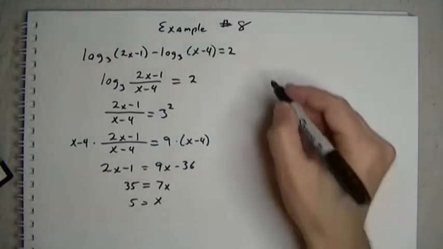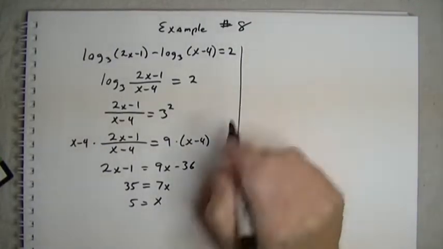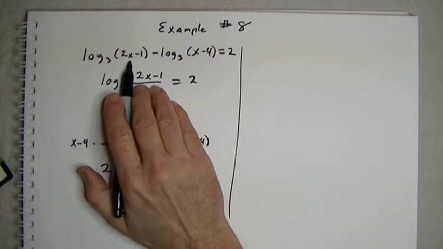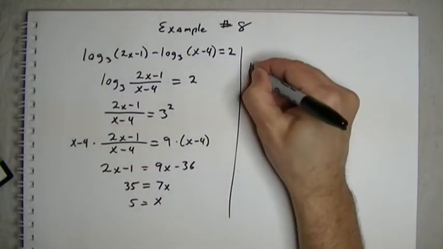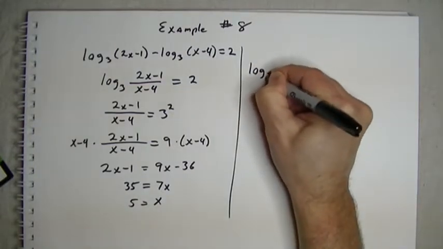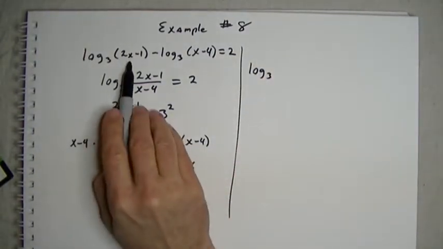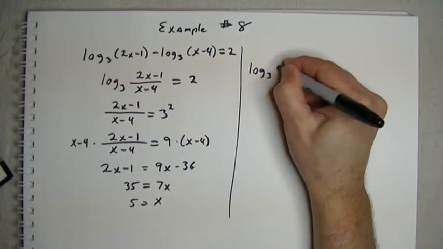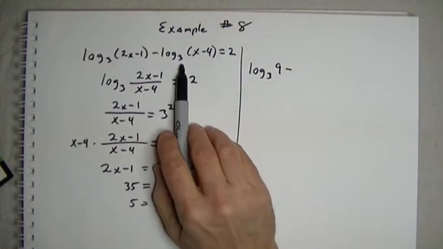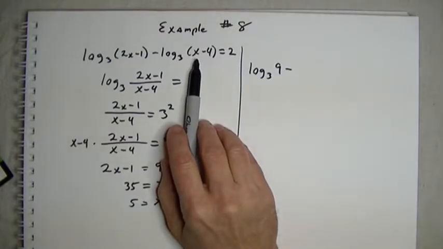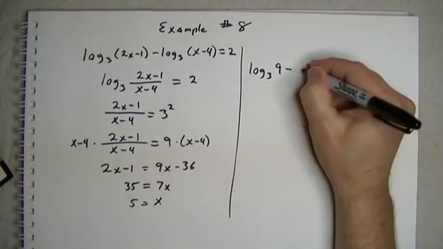Always good to check anyway, so I'm just going to run over here. We're going to put 5 in for x. Okay? And we'll try to run through this as quickly as possible. We're going to have the log base 3. And if I put a 5 in for x, 5 times 2 is 10. And 10 minus 1 is 9. So this is log base 3 of 9 minus log base 3 of 5 minus 4, or 5 minus 4 is 1, right? So that's just the log base 3 of 1.